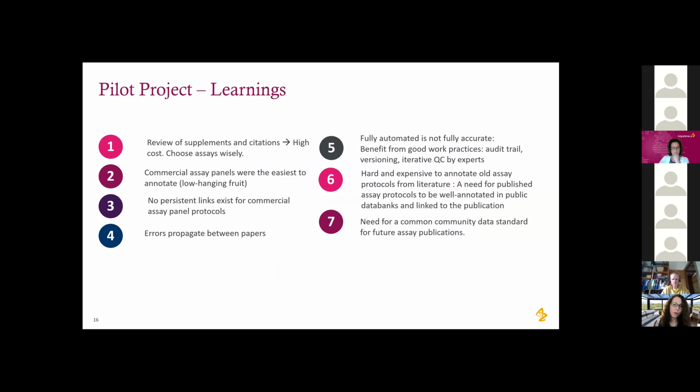So we came out of this project with a number of learnings that we'd like to now share with the group. And the first is, as I've been hinting at, if the data does not exist in the source material, if you have to jump through citations, if you have to look at supplements, that's going to increase the cost and the time and resources put into your assays. You need to choose wisely the type of assays and the material that's provided in those assays that will answer your business questions. What we also found is that commercial assay panels were really the easiest to annotate.